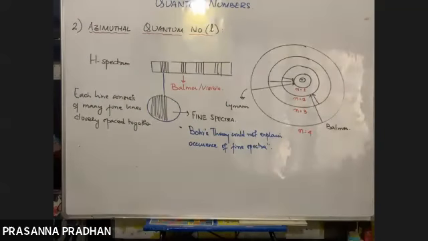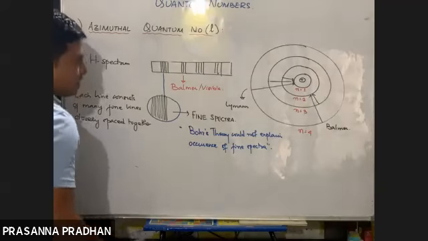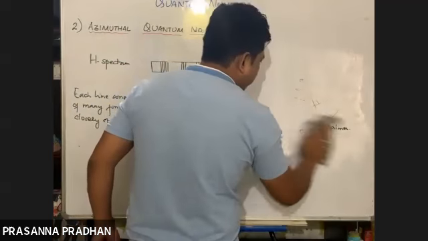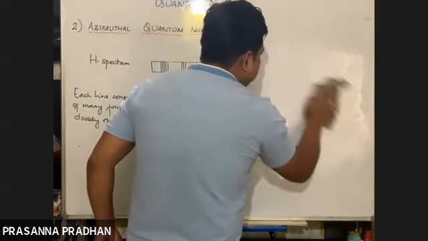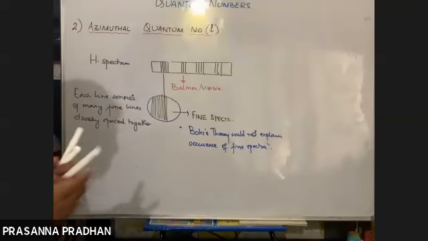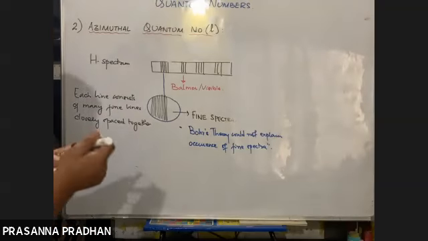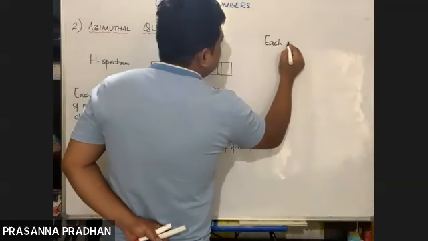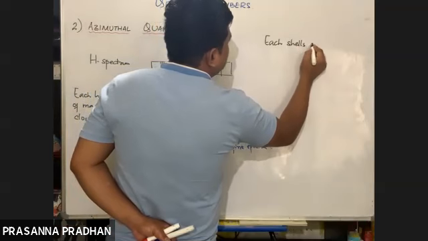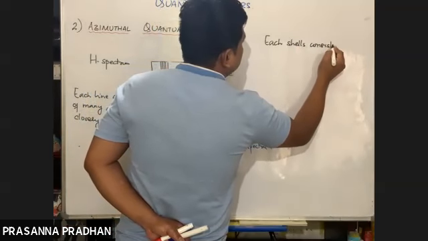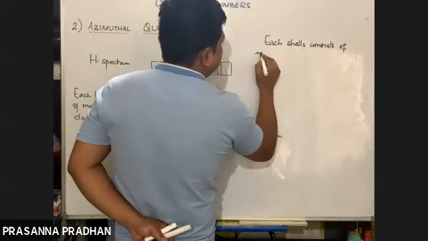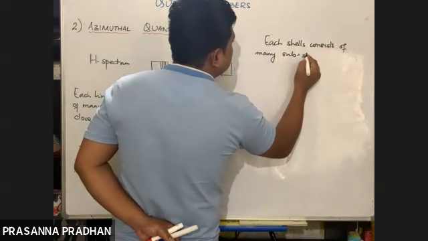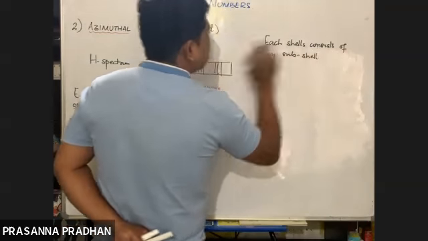Now Bohr's theory के बाद में आया और एक theory which is known as the Sommerfeld theory, which is not in your syllabus, छोड़ देते हैं हम लोग. So what did Sommerfeld propose? Just that point needs to be understood. He proposed that each shell consists of many subshells. He introduced the concept of a subshell.